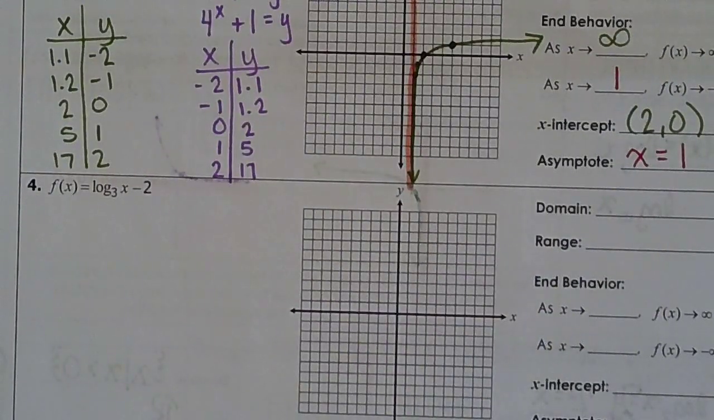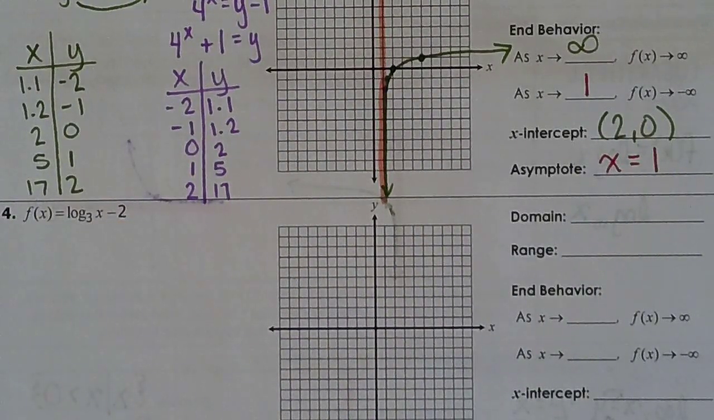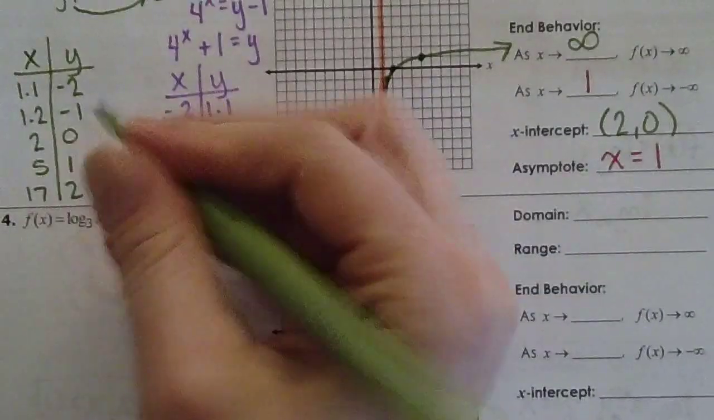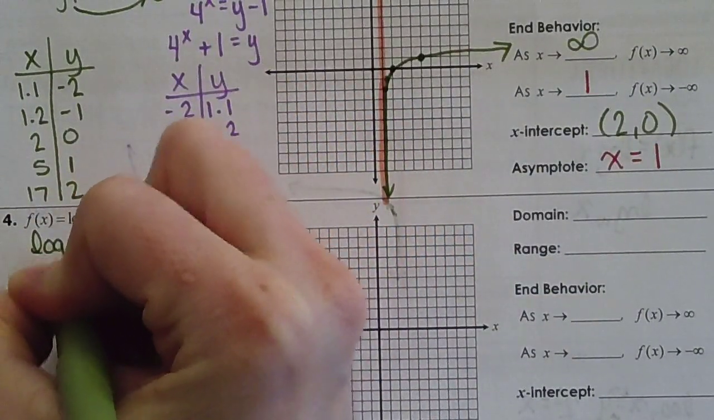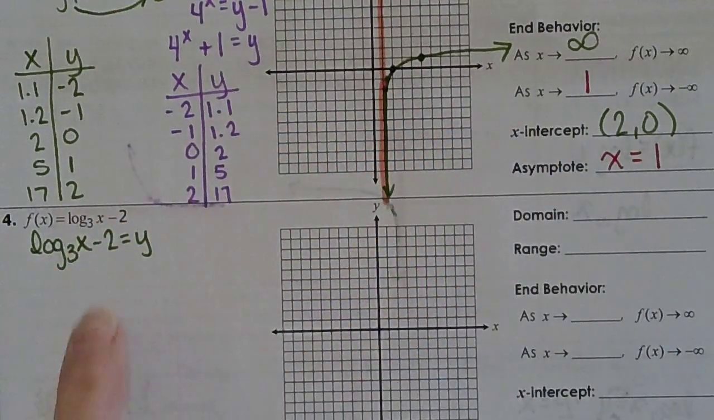All right, this next one's going to have an extra step to it because I have this -2 at the end. It's not in parentheses with the x. That means it's a vertical transformation. It's shifted down 2. So we can expect our inverse to be shifted left 2. But here's how we invert this one. I'm going to say log base 3 of x minus 2 equals y. I'm going to add 2 to the other side so that I have log base 3 of x by itself.